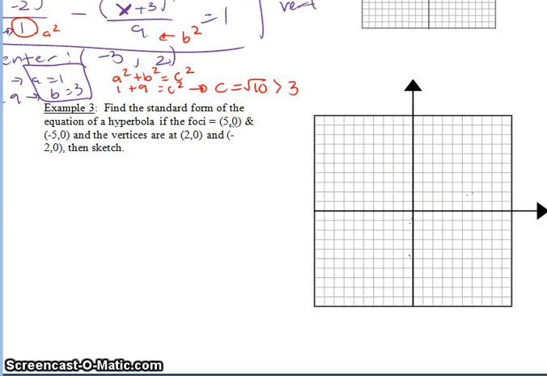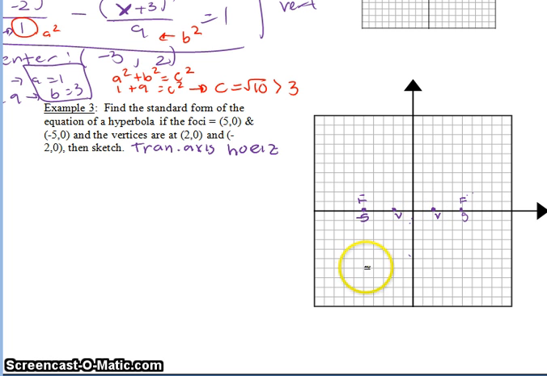Okay, so for example 3, we're going to find the standard form of the hyperbola, and we're given that the foci are at 5, 0, so I'm going to go ahead and plot those. 1, 2, 3. That would be my foci. And at -5, 0. So already, since my foci lie on this line, I know that my transverse axis is horizontal because of the foci. And I know the vertices are at 2, 0, and -2, 0, so I know my vertices are here.